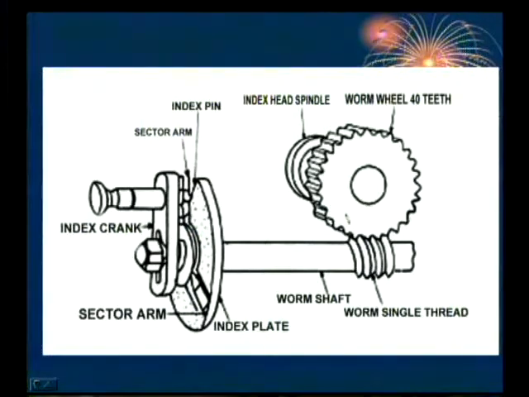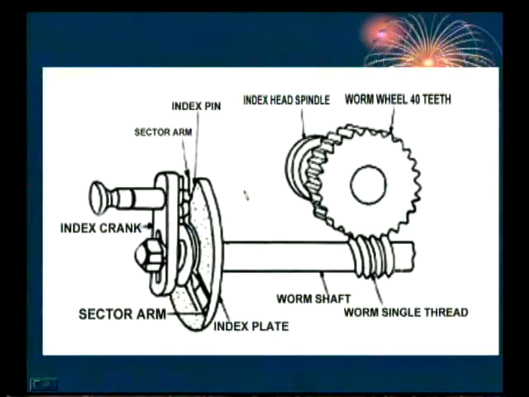Because the number of teeth on the periphery on the face of the worm wheel is 40, the speed ratio between these two, that is the worm shaft and the worm wheel, is maintained at 1:40. So this worm wheel shaft, which is called the spindle, at the end of the spindle we have the job or the work which is to be indexed. This job is rotated as per the required indexing movement. This is a plane indexing head.